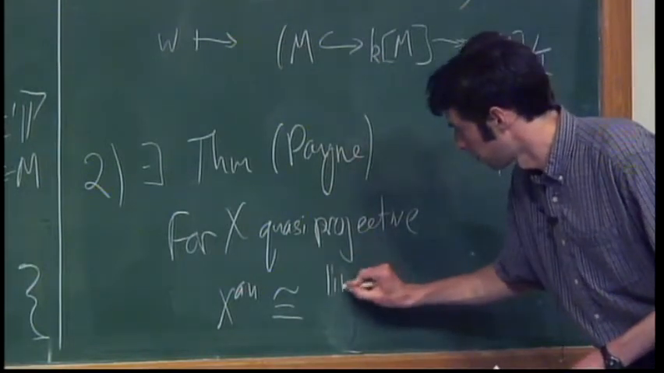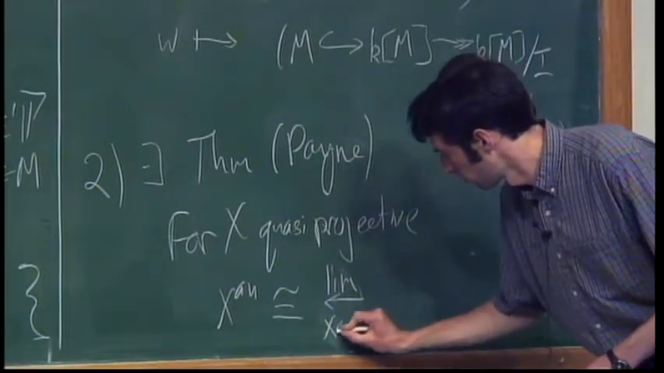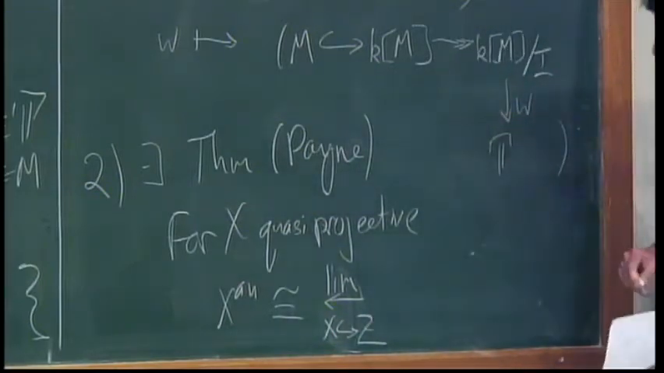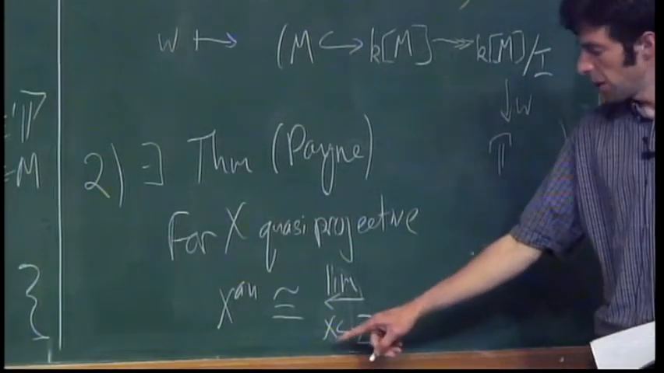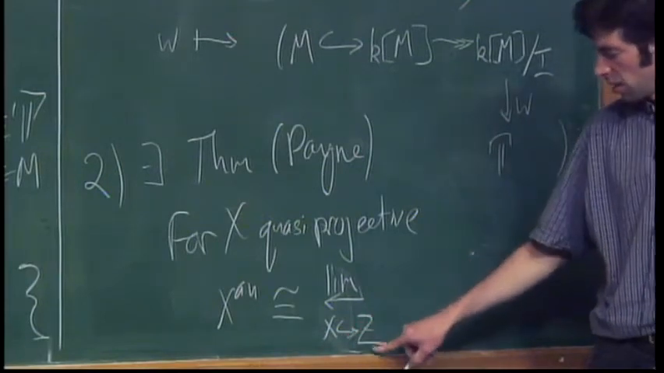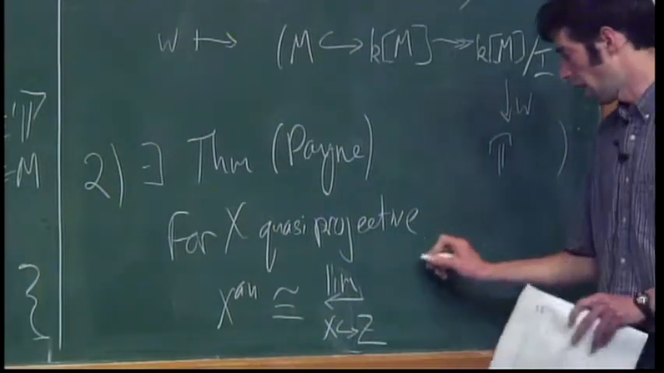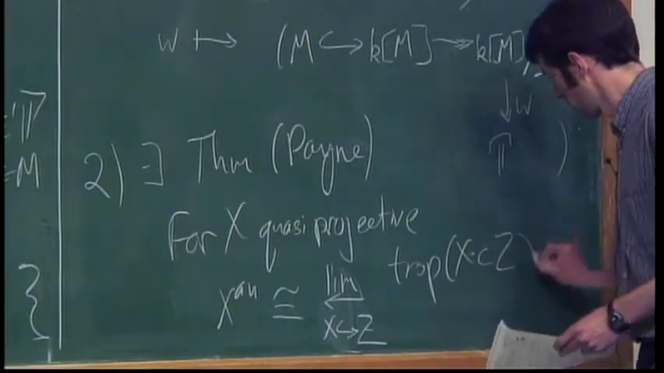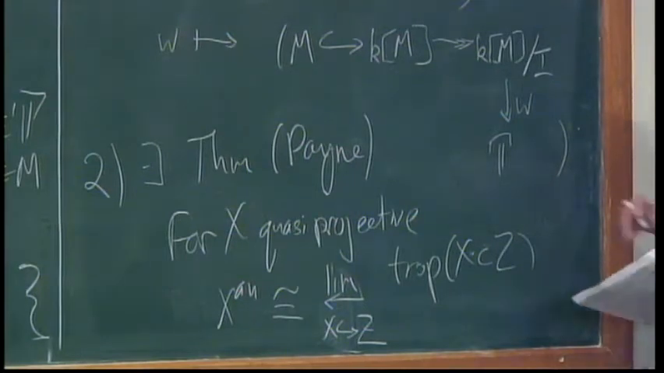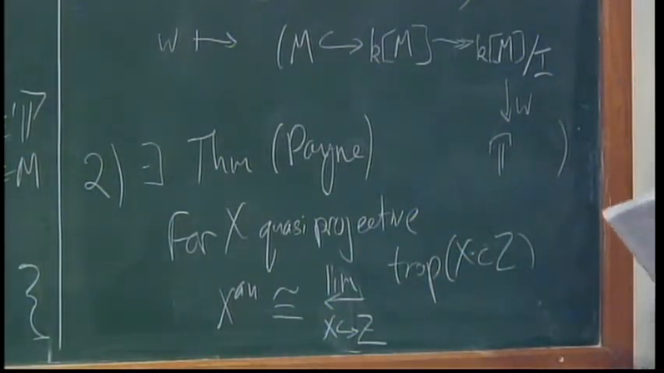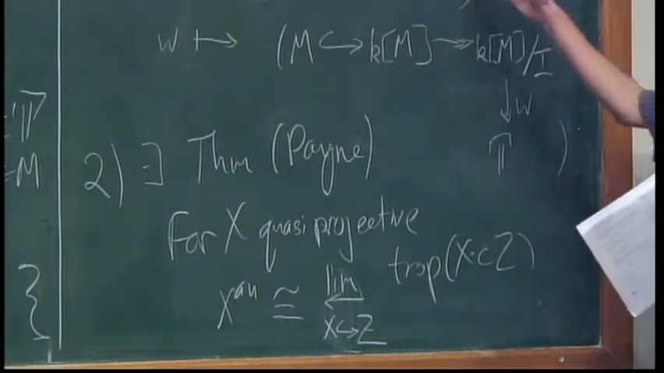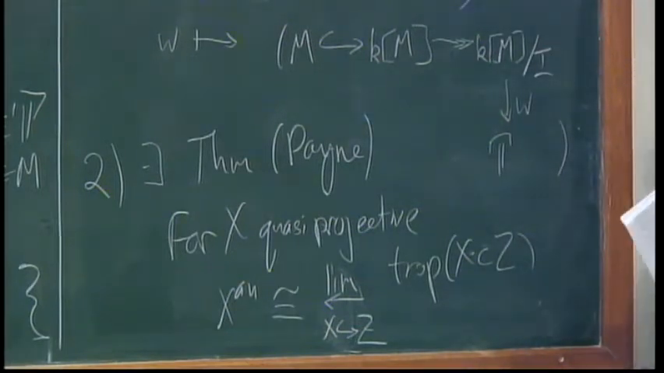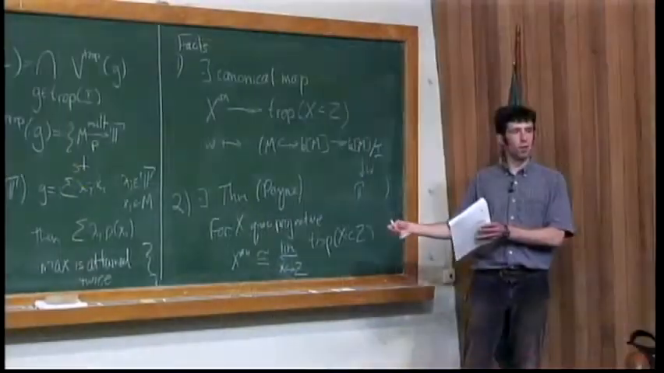Let me write this. The inverse limit, as you vary over all toric embeddings of X into some toric variety Z, of the tropicalization of X in Z. So the inverse limit of the tropicalizations with respect to all toric embeddings gives you the analytification back. So the analytification maps to every tropicalization, and it is in fact not just mapping to all of them, it's the inverse limit of all of them.